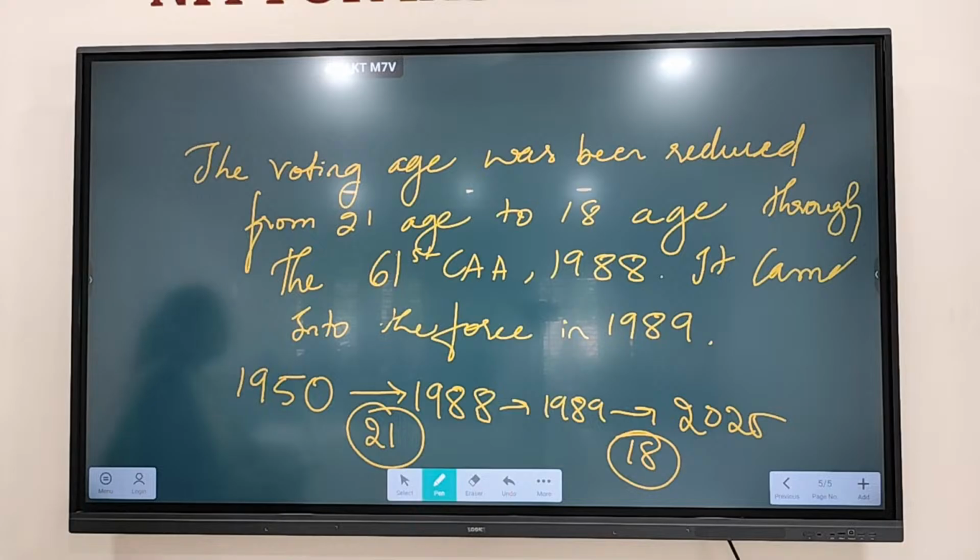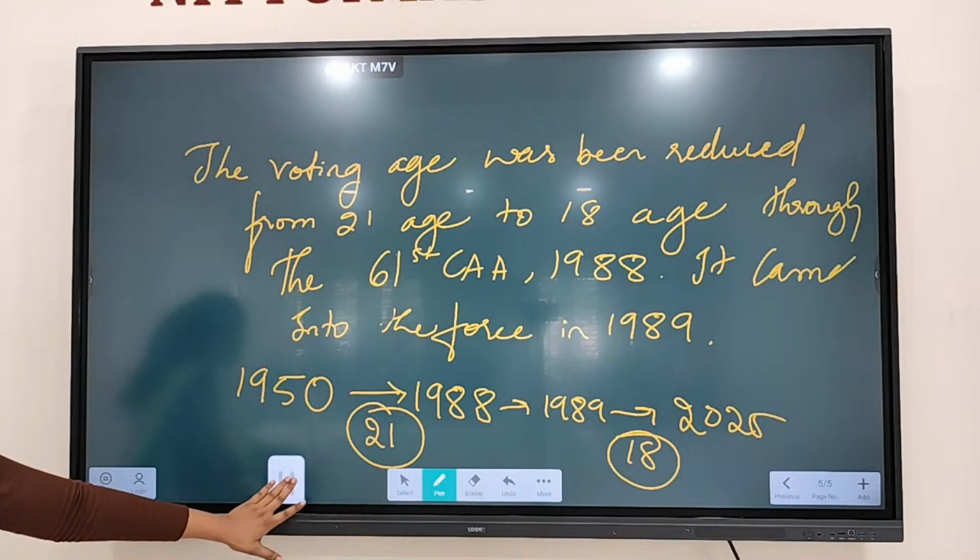It was during Rajiv Gandhi's era. He amended the constitution and reduced the voters' age. He thought that 18-year-old people would also be mature enough to know the political system, to know their rights, to know their responsibilities. Understood? Is there any doubt in this?